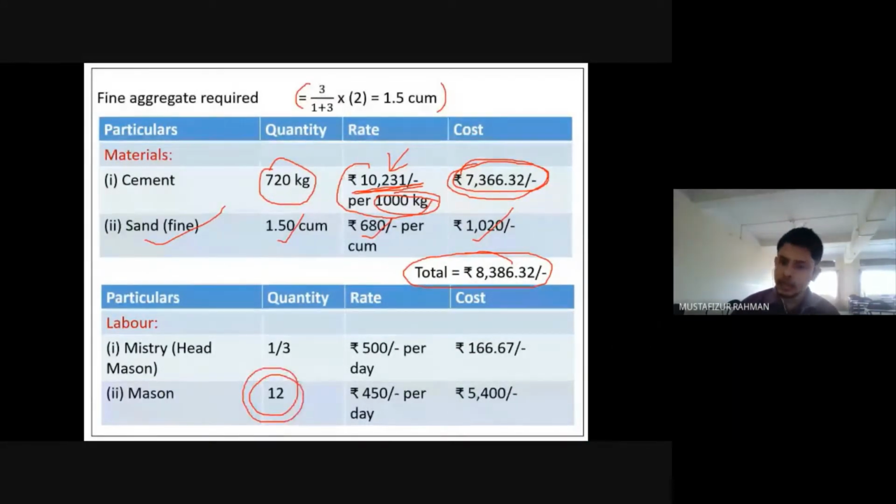It can be 13 also. It can be 14 also. It will not be wrong. But if you write 50 masons, then it will be wrong. And we will require one head mason. So we are expecting that one head mason or one expert mason will look after 300 square meters of plastering work. He will oversee the masons which are less skilled in doing the plastering work over 300 square meters.